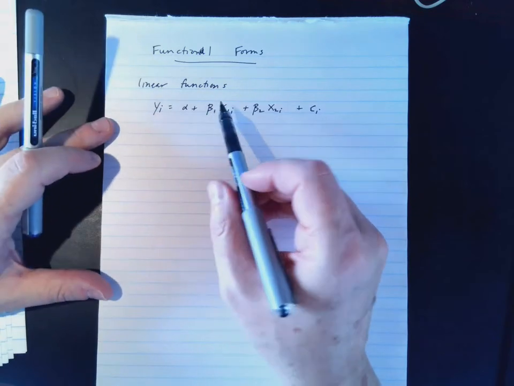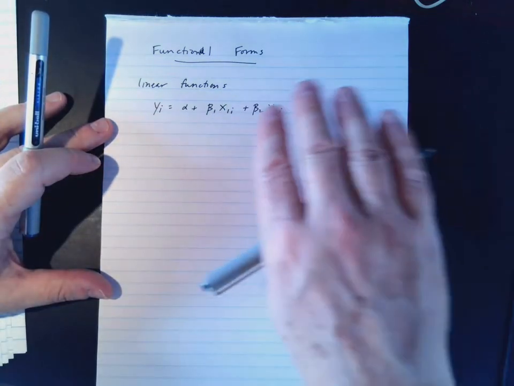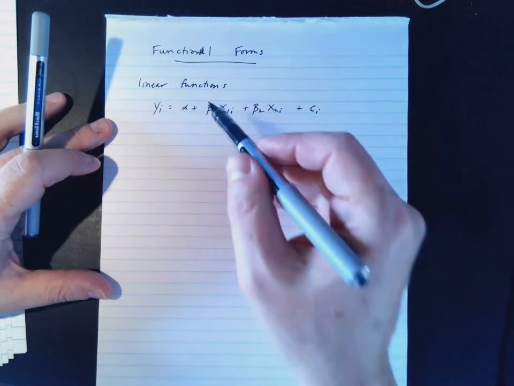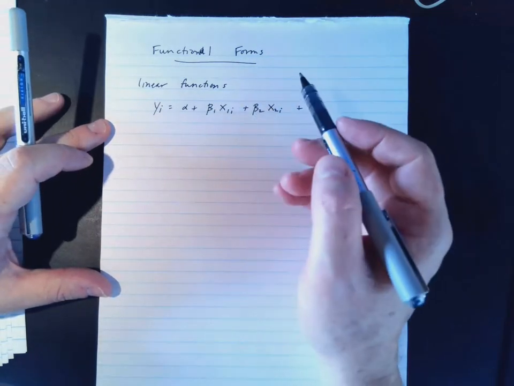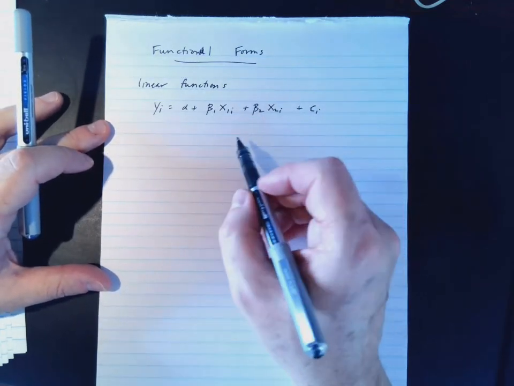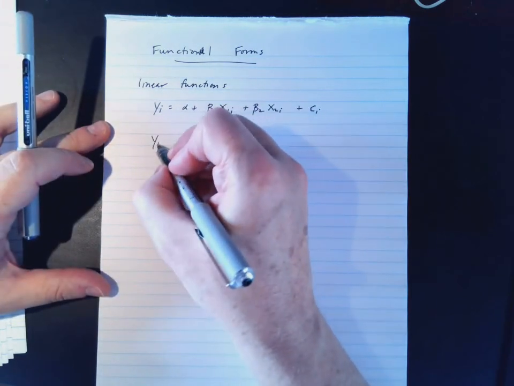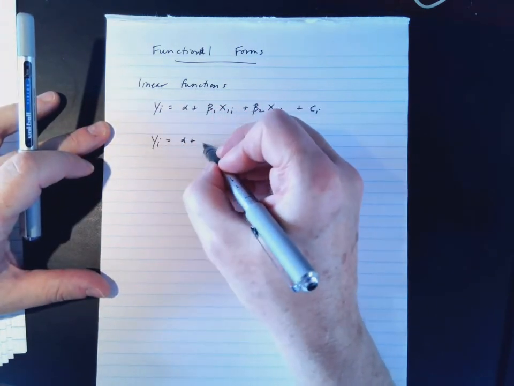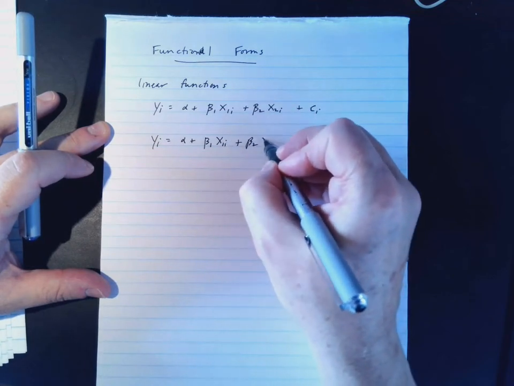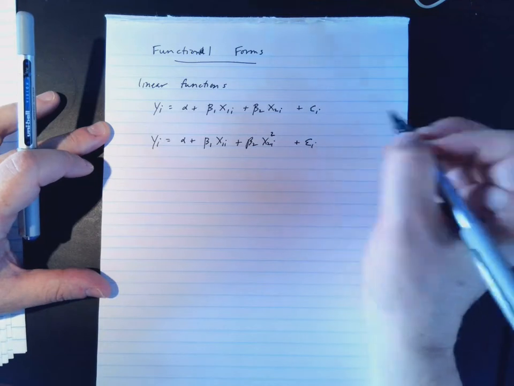The first derivative with respect to whatever variable you're looking at, that variable disappears. Or there's no exponent, and it's not a log, and there's no non-linearity in it. By contrast, if we did this: alpha plus beta 1 x1 plus beta 2 x2 squared plus epsilon.